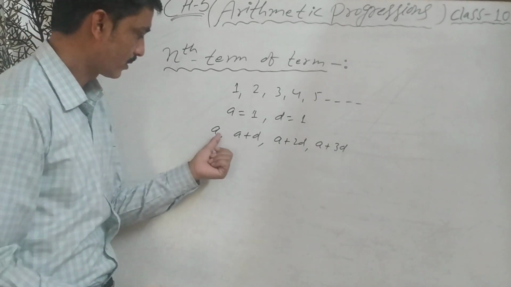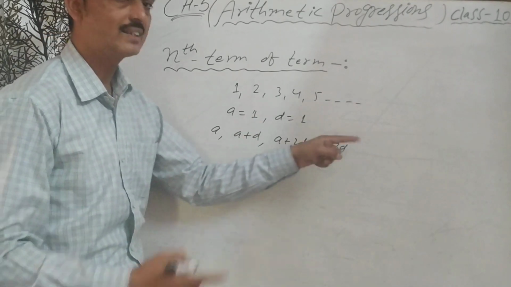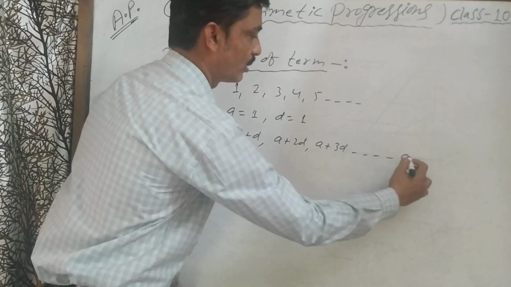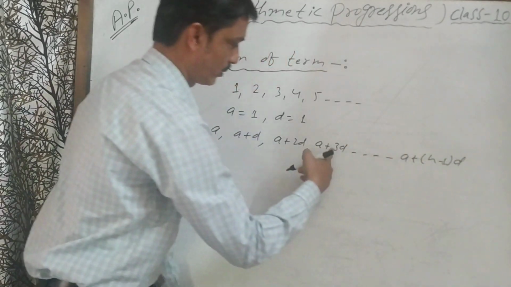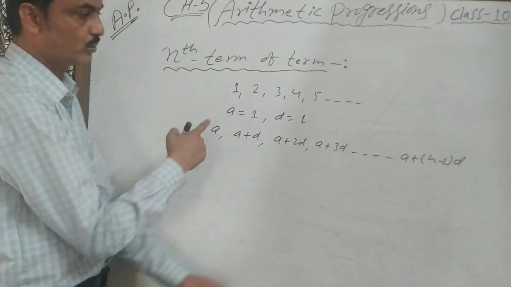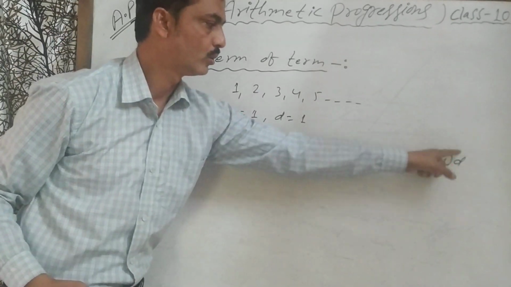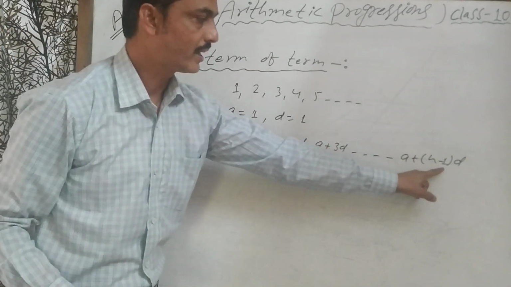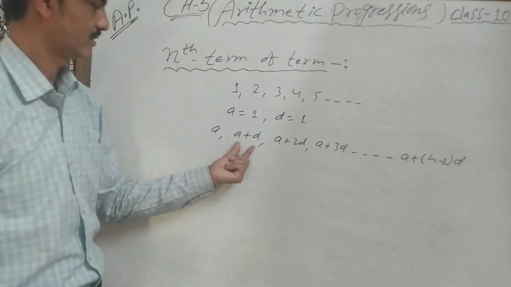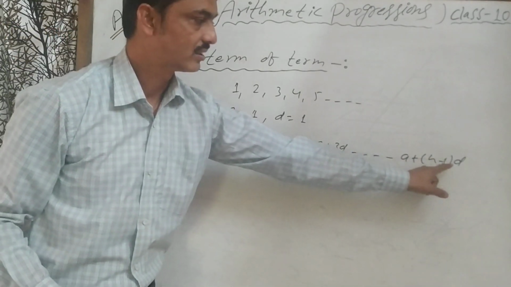Look here, D is 1. The third term has 2D. So what is the nth term? Nth term is A plus N minus 1 into D. N minus 1: in the first term, nothing was added, it was 0. For the first term N is 1, and 1 minus 1 is 0, so A. What is the second term? 2 minus 1, A plus D. What is the third term? N is 3, so A plus 2D.